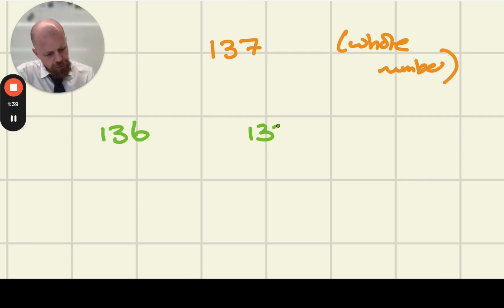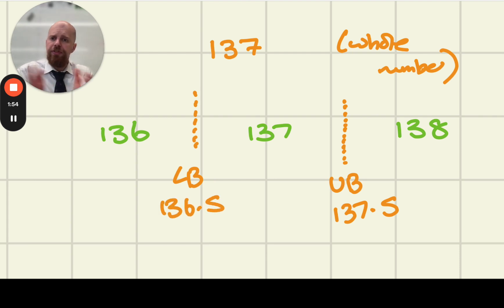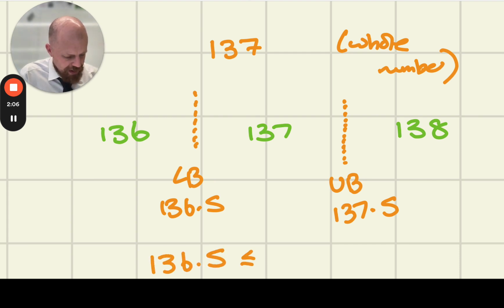136, 137, 138. The upper bound is exactly here. The upper bound is 137.5. And the lower bound is 136.5. It's just before it. If I think of any number between 136.5 and not including 137.5, that will all round to 137. Using set notation, I can write this.